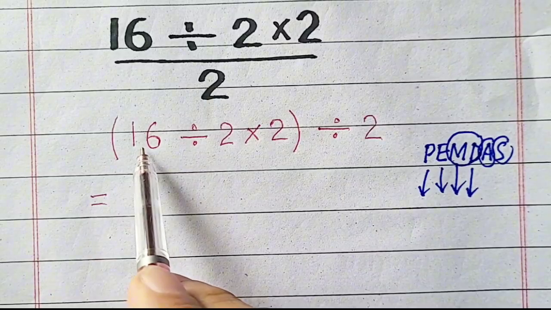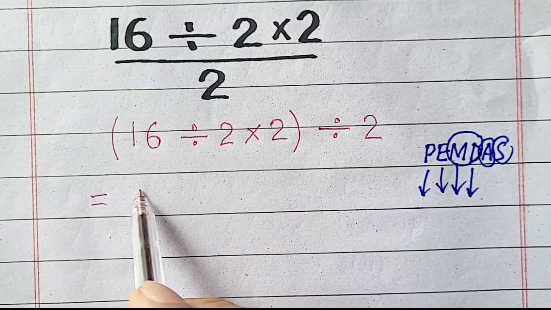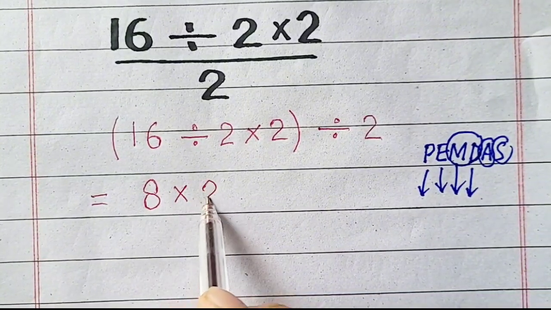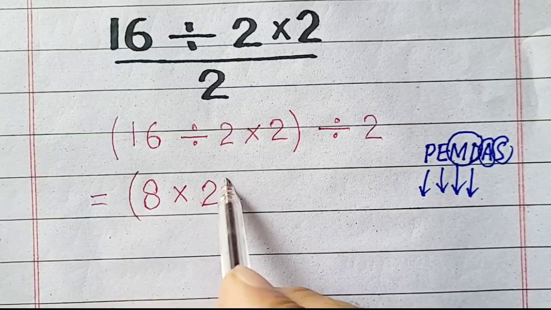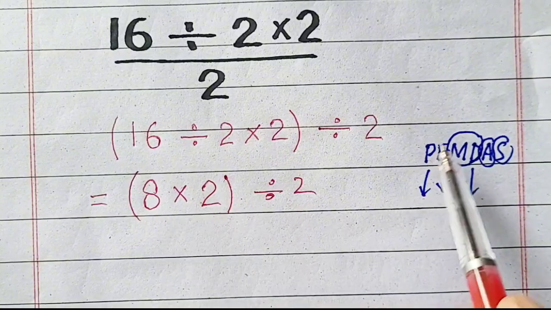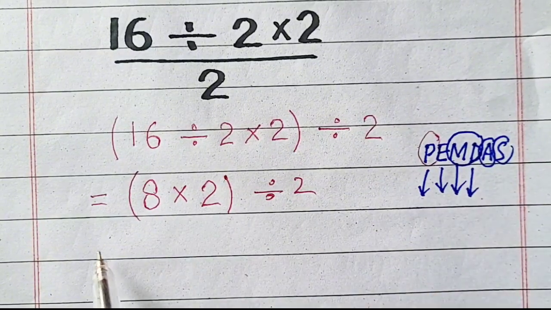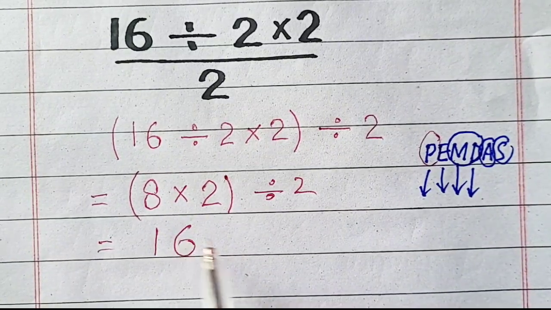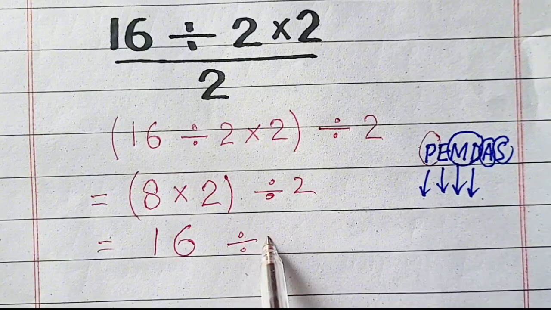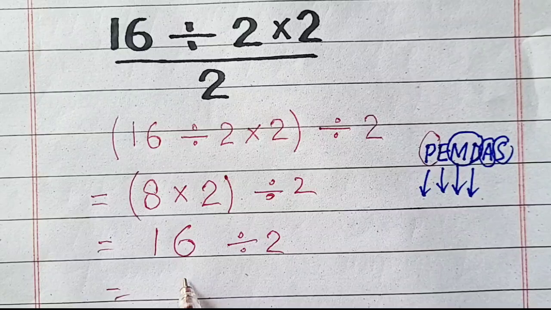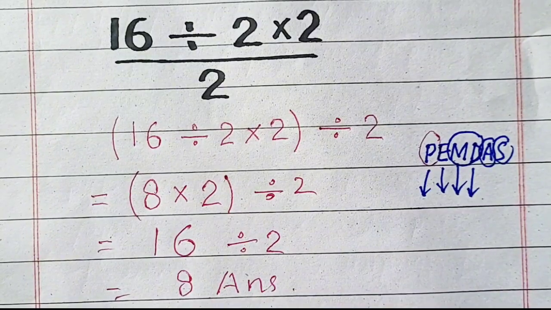So 16 divided by 2 will become 8 multiplied by 2 and divided by 2. So again it is parentheses. So 8 multiplied by 2 will be equal to 16 divided by 2, and 16 divided by 2 will be equal to 8, which is our answer.